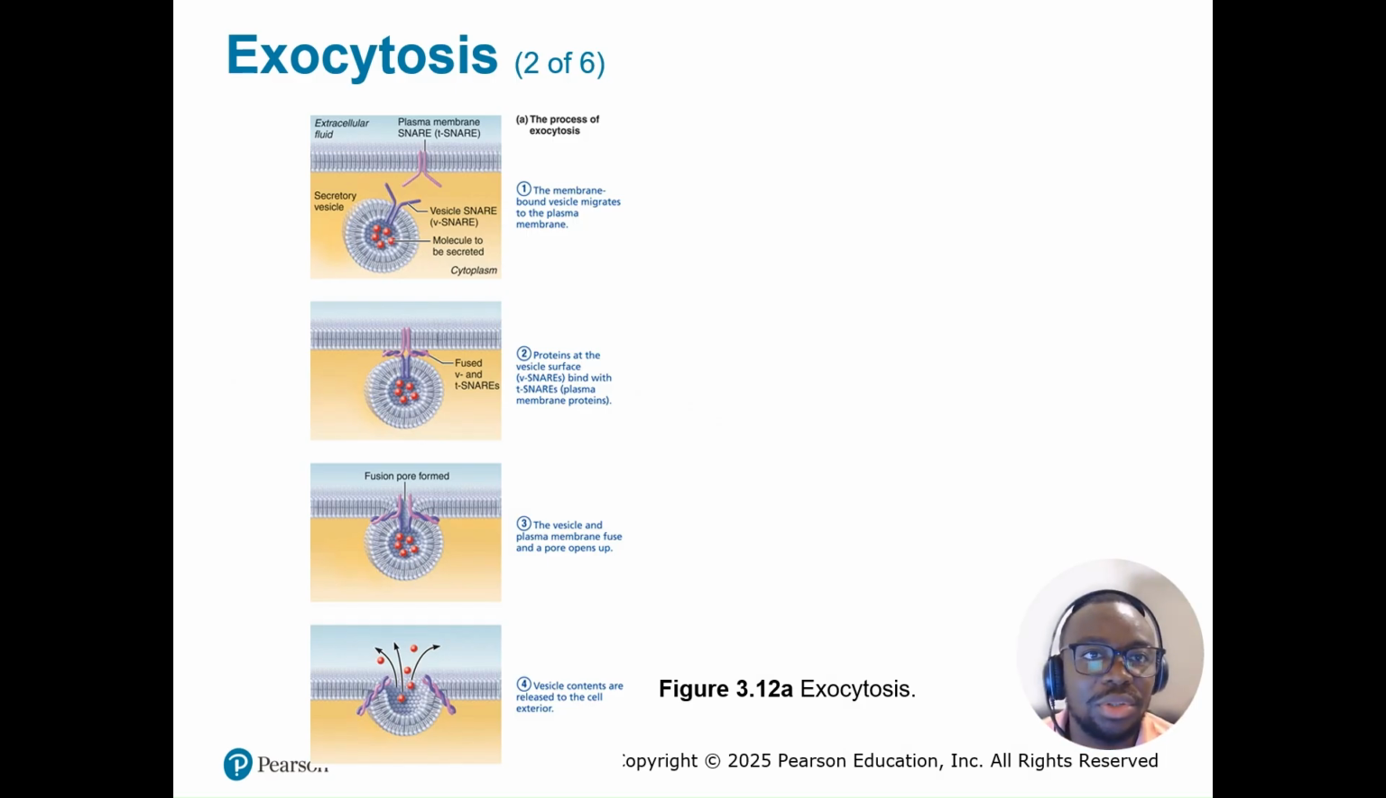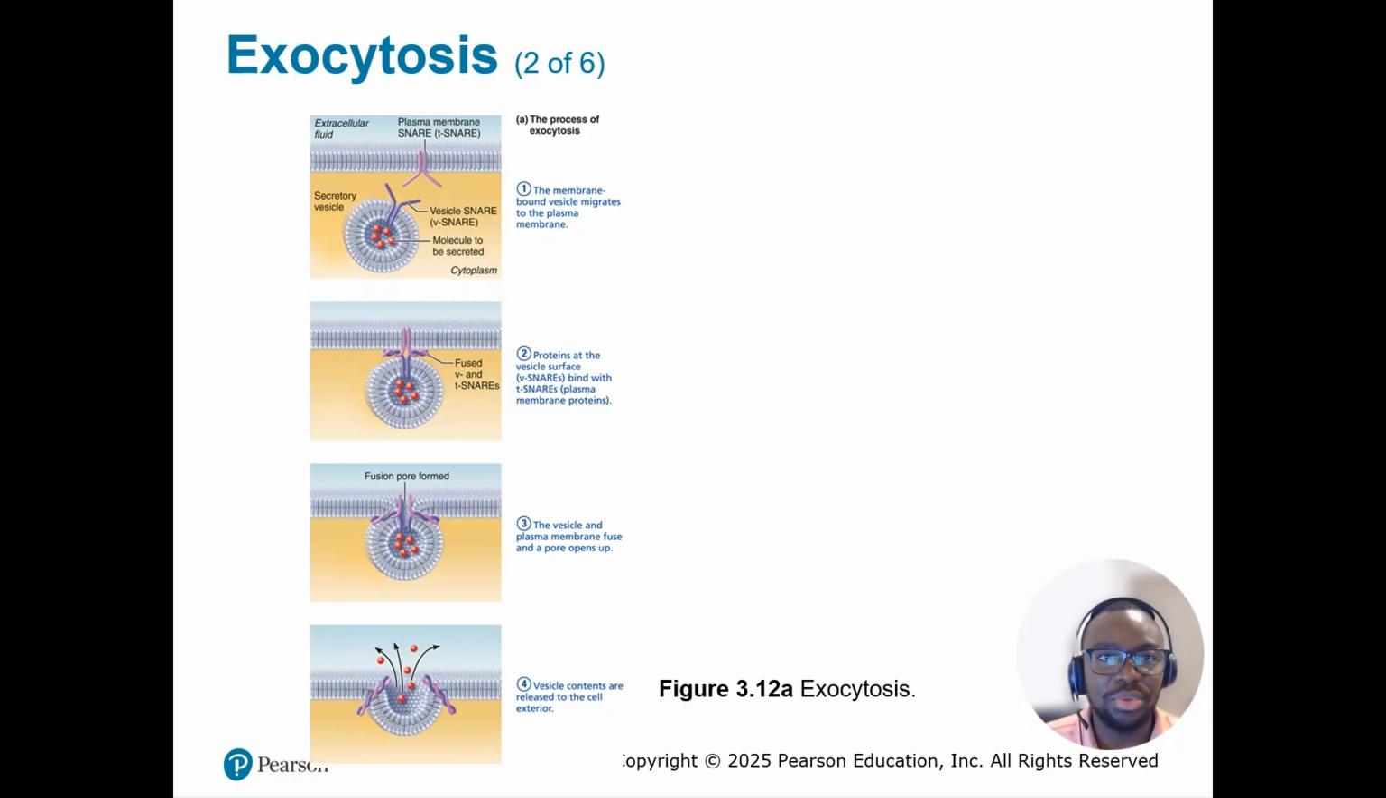This figure illustrates the 4 key steps in exocytosis. In step 1, a membrane-bound vesicle is shown in the cell's cytoplasm. The vesicle contains molecules to be secreted from the cell. The vesicle surface has membrane proteins called V snares. This vesicle is migrating with its content to the plasma membrane.